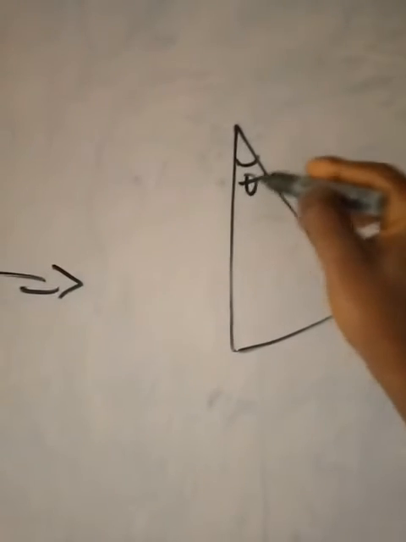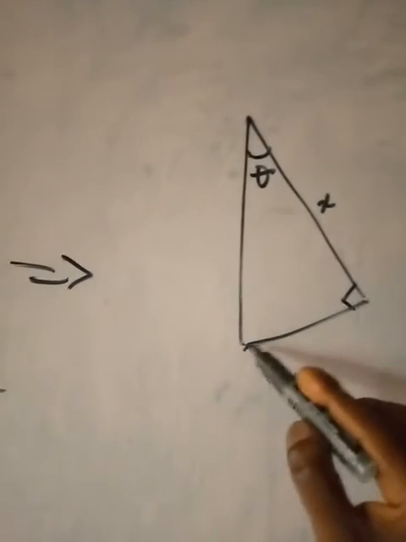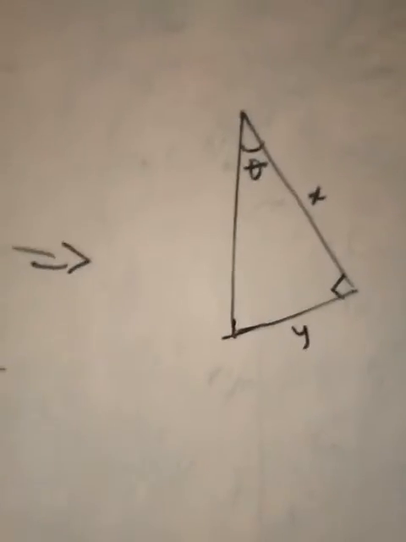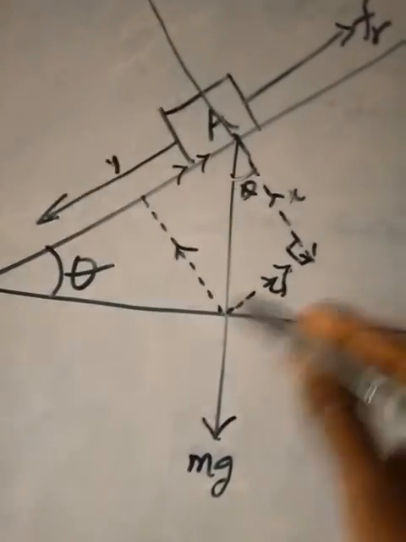This is 90. This is where we have S. Then this is where we have theta. Then here, since it is parallel to the plane, this is Y. Now we can see, according to the diagram, this can also be called Y.